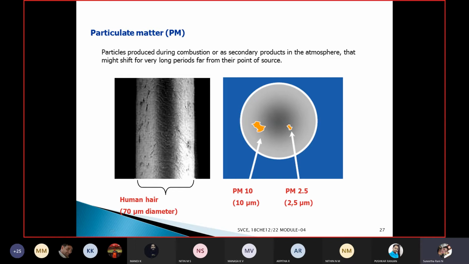Based on this size, it also acts as a pollutant. The size of the particle is very tiny, in the micrometer range. This particulate matter is produced during combustion, and as secondary products in the atmosphere it might shift very long periods far from its point of source.